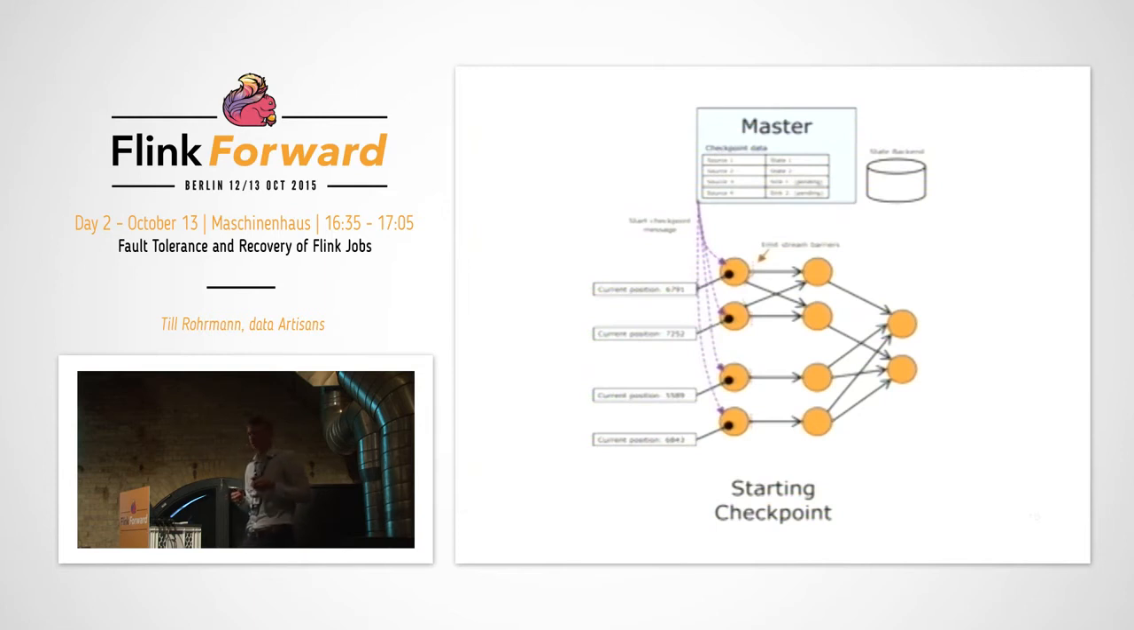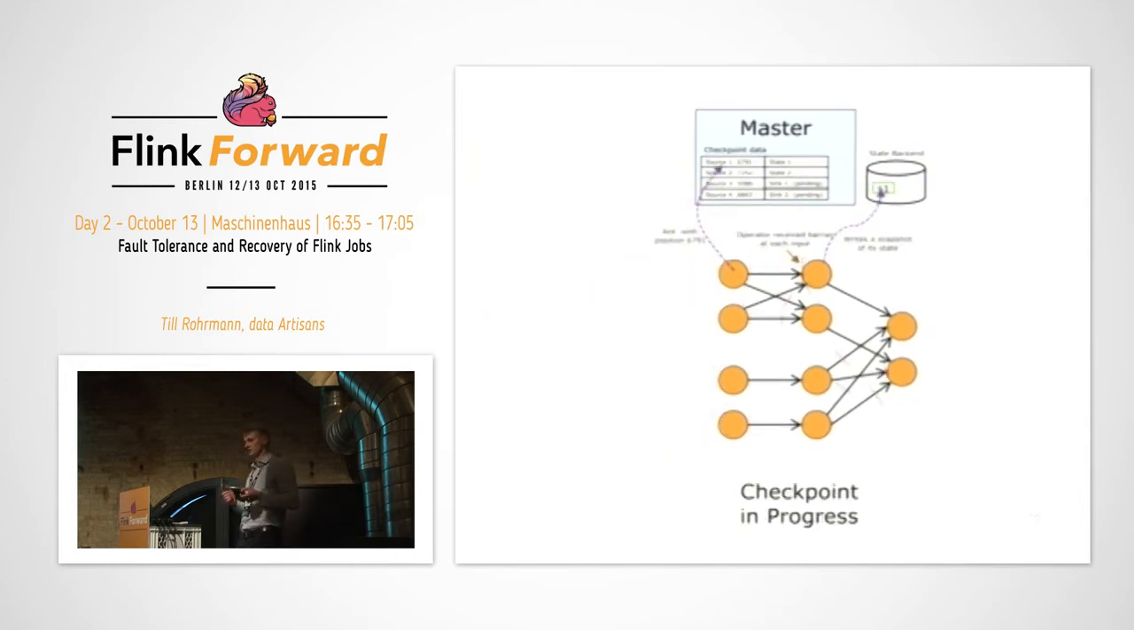The checkpoints are triggered by the master or the checkpoint coordinator. The checkpoint coordinator sends a message to all sources, which will trigger the execution of the checkpoint. Once the sources have received this message, they will report back the current position, or offset in case you use the Flink Kafka connector, to the master, and emit a barrier to the downstream operators. That's what's happening here.